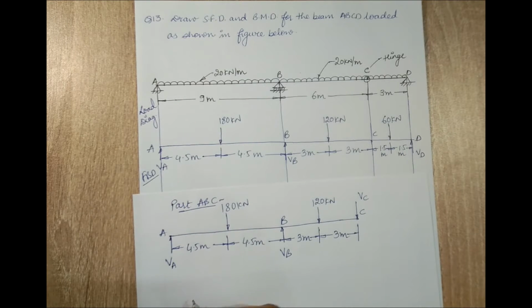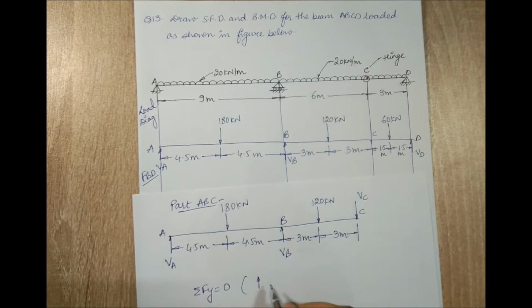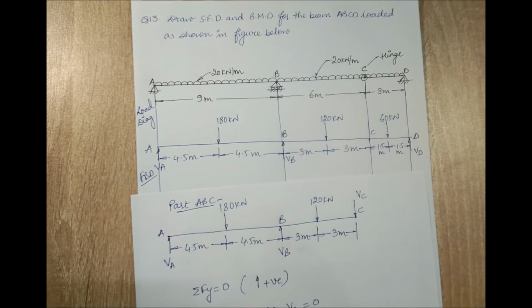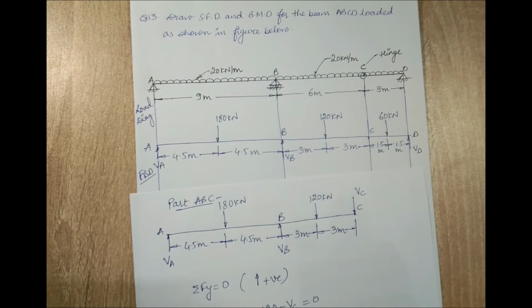Now when I am solving this beam, I will use two equations. The first equation will be summation of force in y direction is equal to 0. Upward forces will be considered positive like in the previous numerical. So here I have VA going upward, here I have minus 180, then I have plus VB minus 120 and I have minus VC is equal to 0. So I have therefore VA plus VB minus VC is equal to 300. I mark this as equation 1.